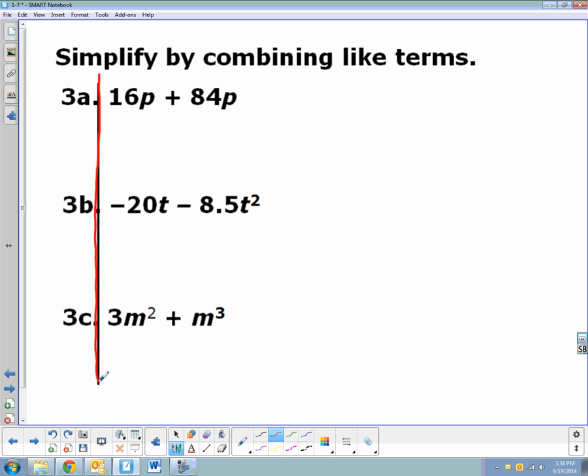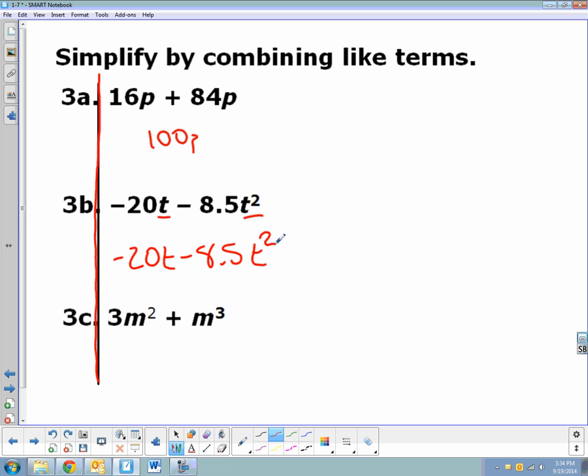16p plus 84p, we have a common term, p and p, and if we add those together, we're going to get 100 p's. Negative 20t minus 8.5t squared, we don't have a common term. T and t squared are different. That's your different terms, and so we can't do that. So you can either write cannot combine, or you can simply rewrite the problem because it is as simplified as it can get.